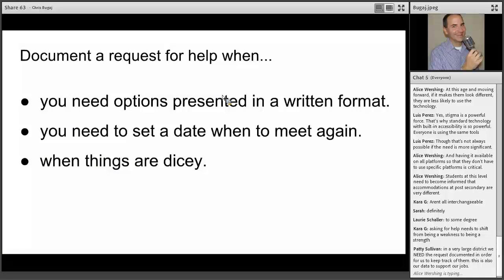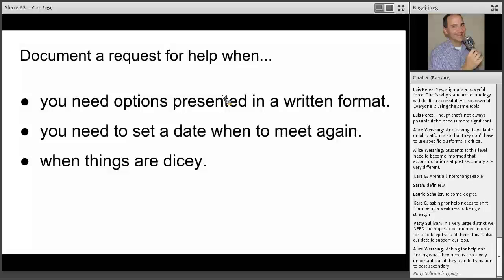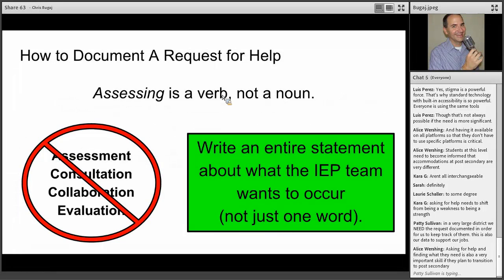I hear you, Patty. I totally do. So let's get to that. When do you need to document? Maybe when you need the options written in a specific format. When you need some sort of date associated with it, like I need an assessment to take place by a certain date, and I need the IEP team to meet by a certain date to consider what resulted from that assessment. And then, of course, if things are contentious, it protects the parents and the student and the school to write it down, right? So go ahead and document the request.